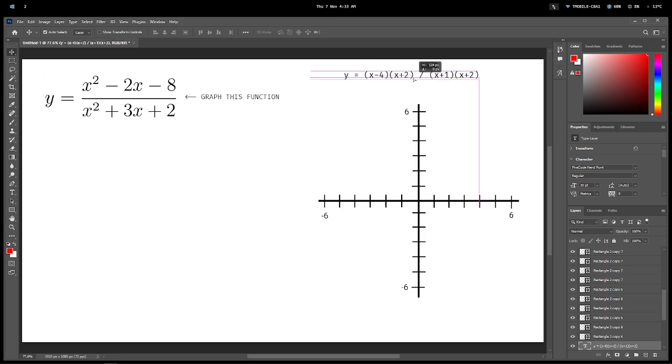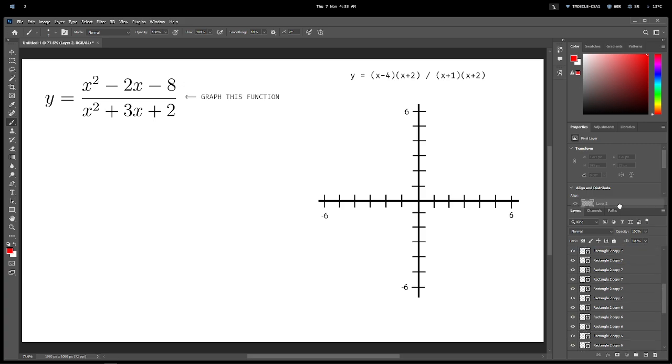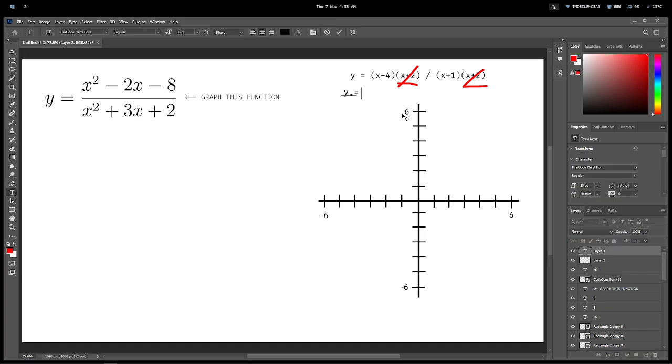Before we continue on, we actually have a hole in this function. To know if you have a hole in your function, you need to figure out if you have the same factor on both top and bottom. So I'm gonna create a layer right here to highlight that for you. We have x plus 2 on both top and bottom of the function, so we will get rid of that. Our equation will become a baby equation: x minus 4 over x plus 1.